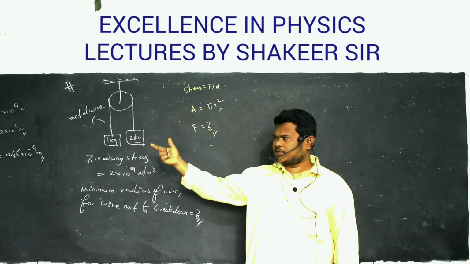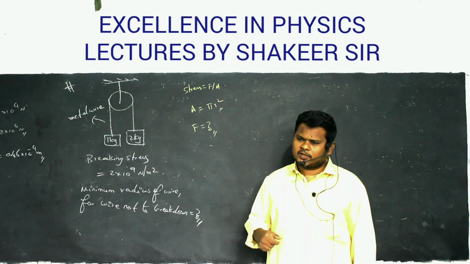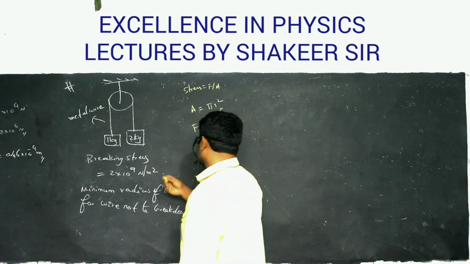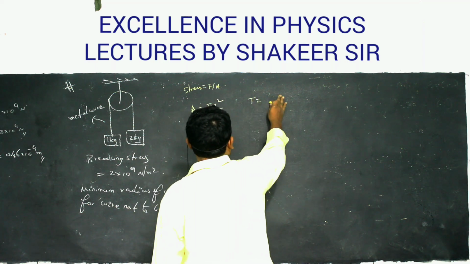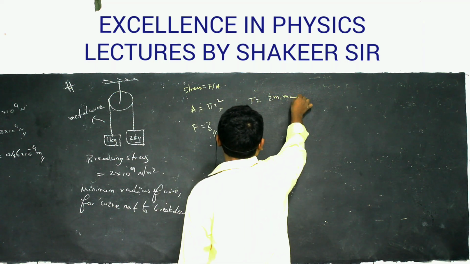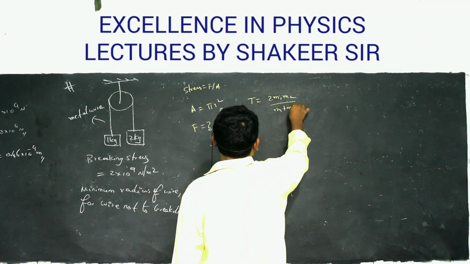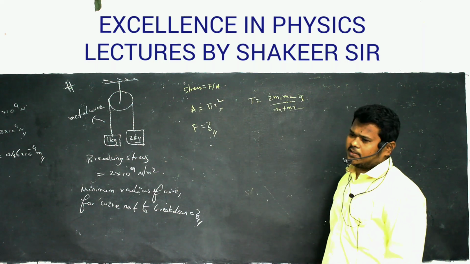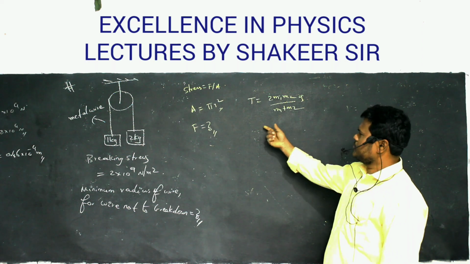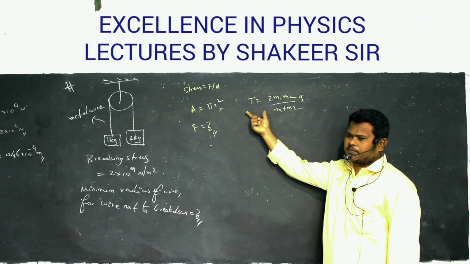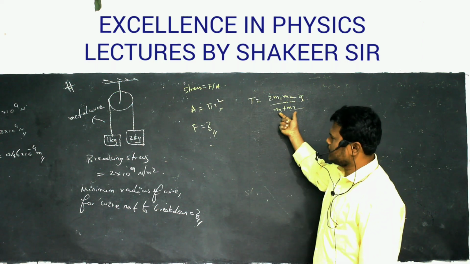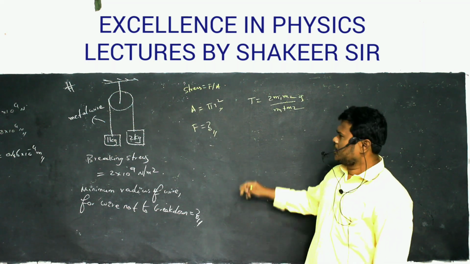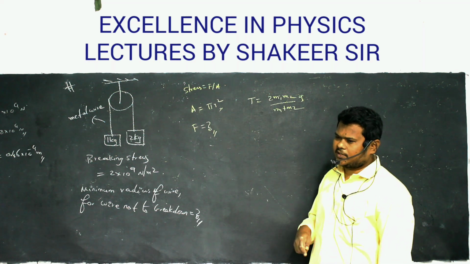For an Atwood machine, we have already calculated tension in Newton's laws of motion. Do you remember the equation of tension in this condition? Tension is equal to 2 m1 m2 g divided by m1 plus m2. From this equation, you can calculate tension. Once you know tension, tension is nothing but force. Substitute in this relation, you will get radius.